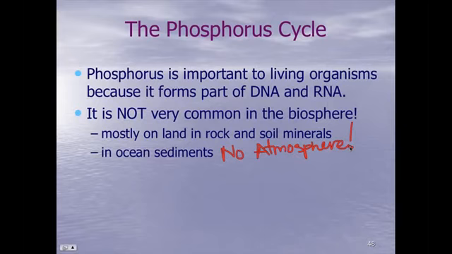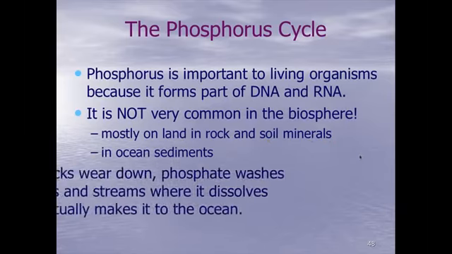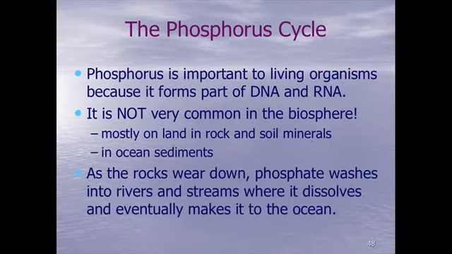Remember when we talked about the carbon cycle and the nitrogen cycle, the atmosphere played a role in those two particular nutrient cycles. But once again, no atmosphere involvement when it comes to the phosphorus cycle. Phosphorus only cycles through the land. As the rocks wear down, phosphate washes into rivers and streams where it dissolves and eventually will make its way into the ocean.